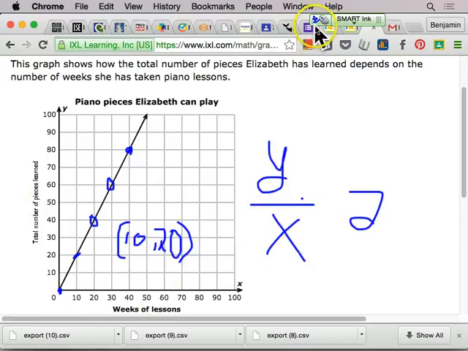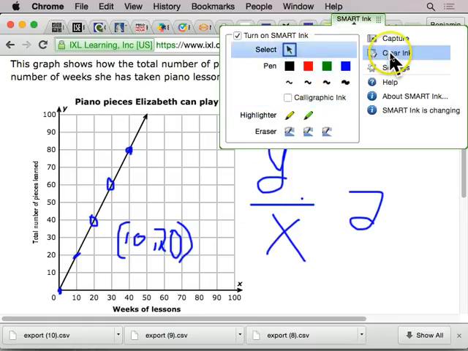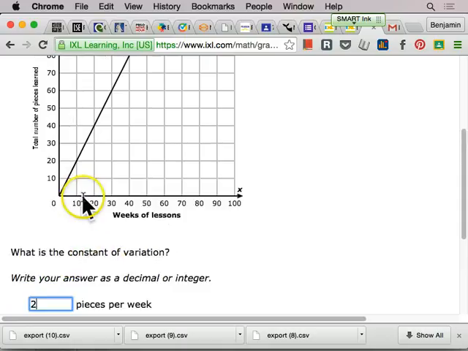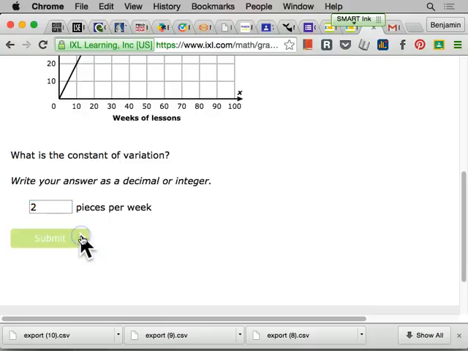So now if we go down to the bottom, let's clear up the ink here: how many pieces per each week? The answer is 2. So the constant of proportionality, the unit rate, or the scale factor is 2, and that makes sense because when I go to 10, I go up to 20. When I go to 20, I go up to 40. When I go up to 30, I go up to 60. So 30 times 2 is 60, 10 times 2 is 20, and at 100, you would go up to 200 way up there. Okay, that's it. Good luck, everybody.